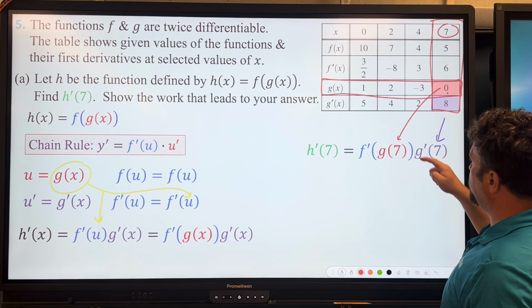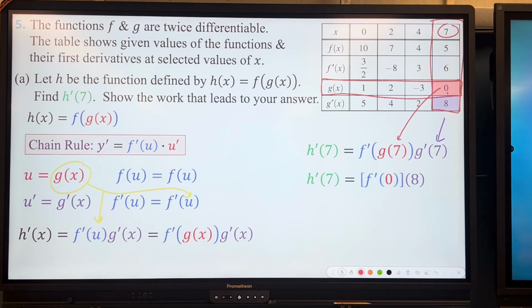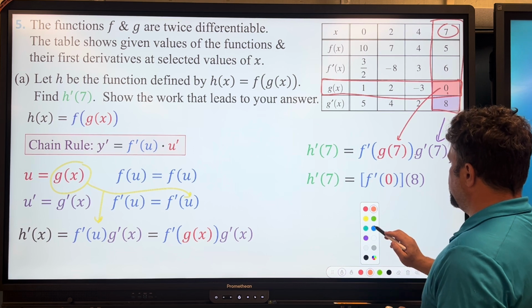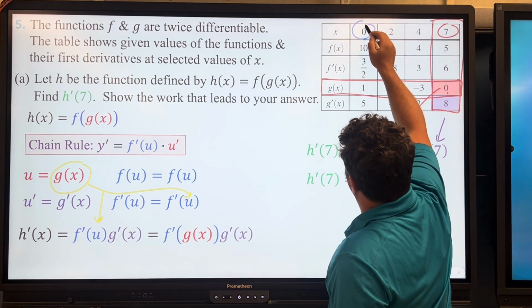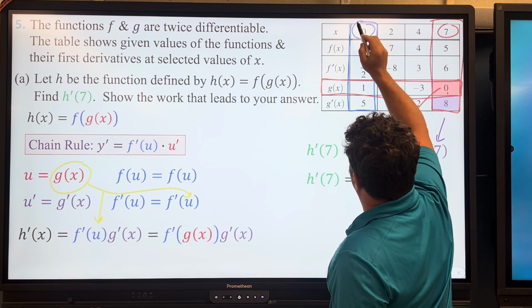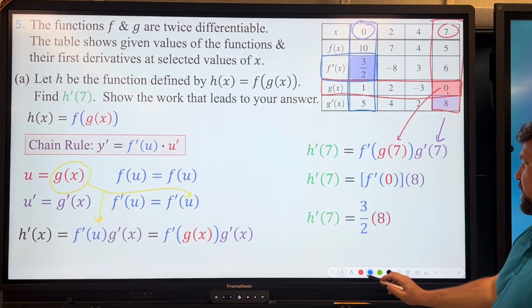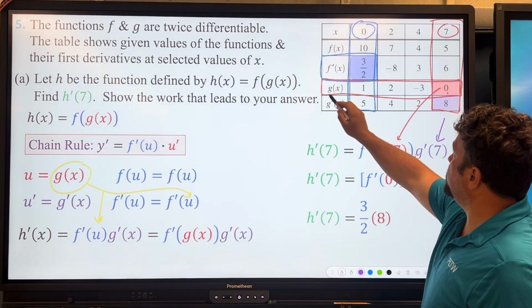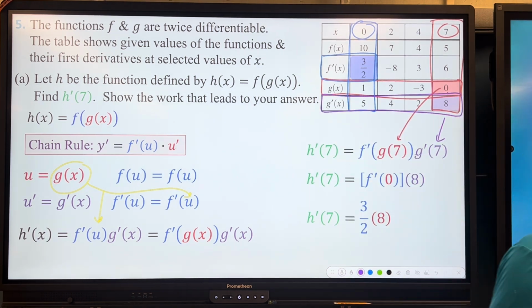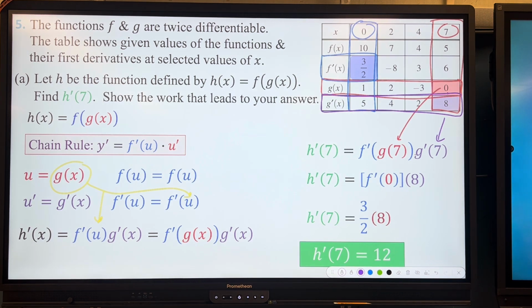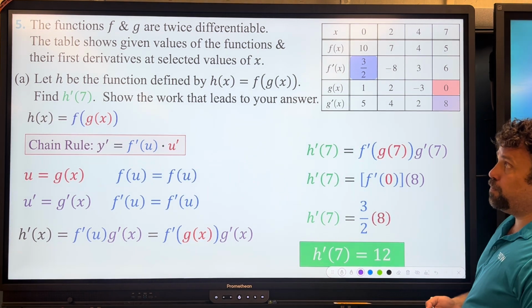This is 0. So what you get here is f prime of 0 times 8. So now what we have to do is go to f prime of 0. So now we have x is 0, and we're going with f prime. So it's 3/2 times 8, and this one I just use this. 3/2 times 8 is 24 divided by 2 is 12. And that's it. Actually a very easy problem to do, and you should have no trouble with it.